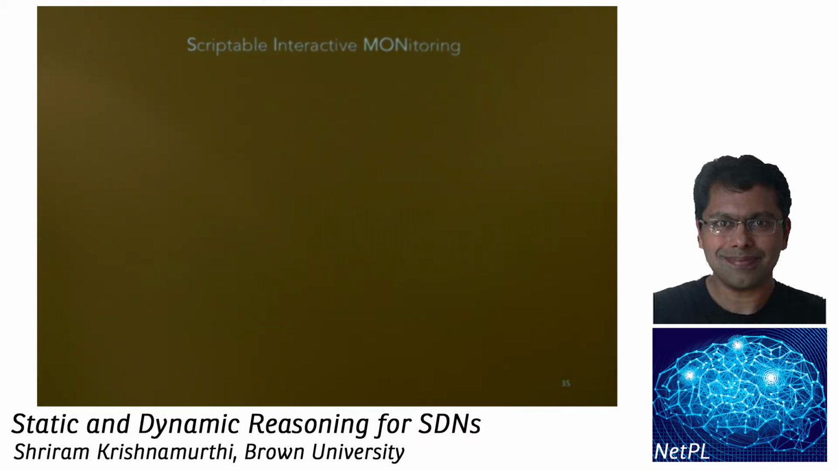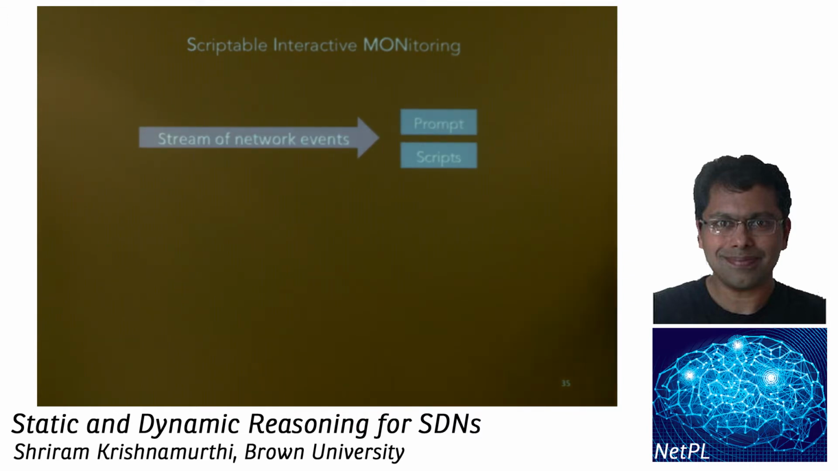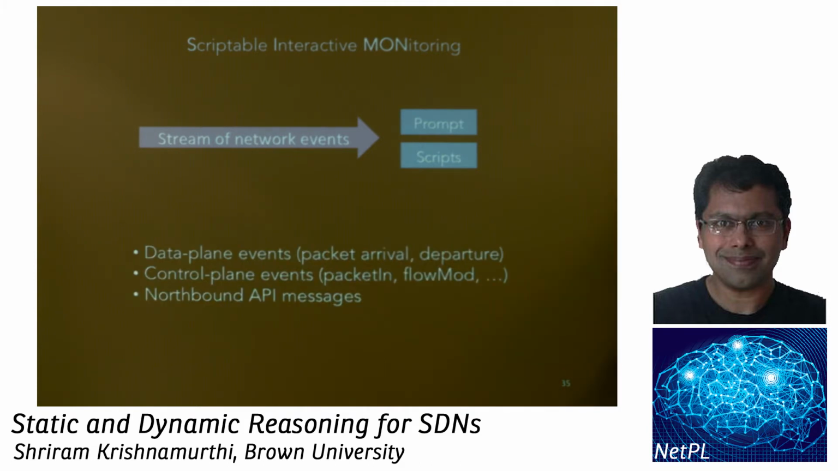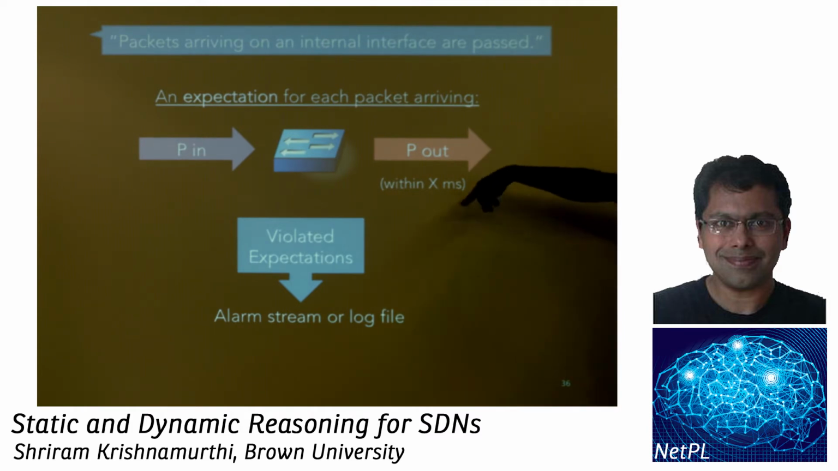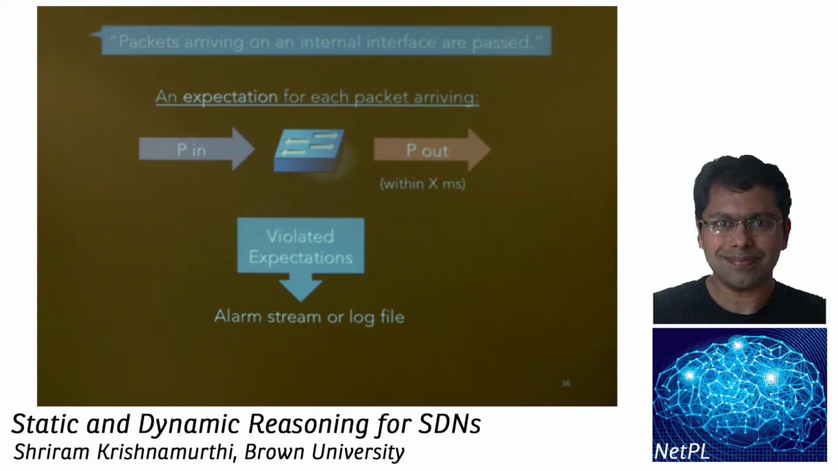So we've been working on this thing that we call scriptable interactive monitoring. The idea is you get a stream of network events, and you can either write a script on it, or you can do it with a REPL prompt. The things we capture are data plane events, control plane events, and we also check for northbound API messages, because that's really the right combination of things you want to monitor. The packet outs are expected to happen within some amount of time. All the violated expectations produce a stream of alarms.